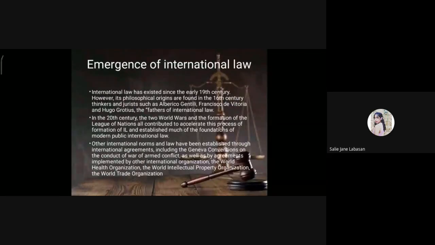Then there are also the World Health Organization, the World Intellectual Property Organization, and the World Trade Organization. So, next slide.